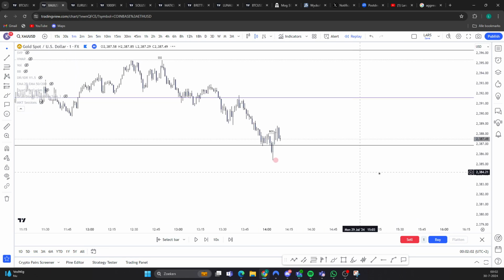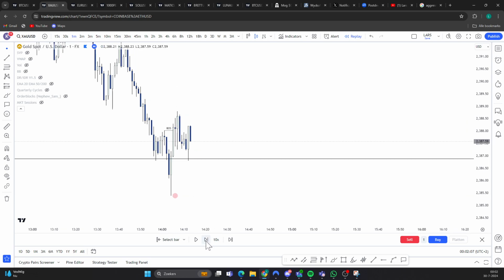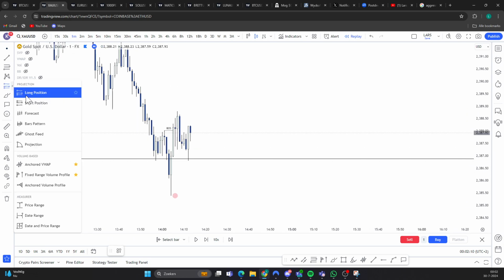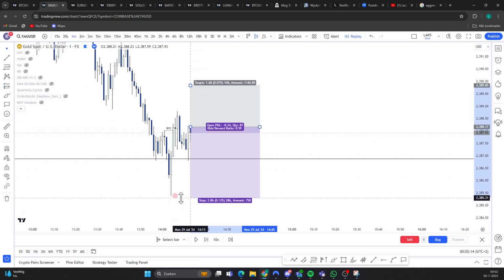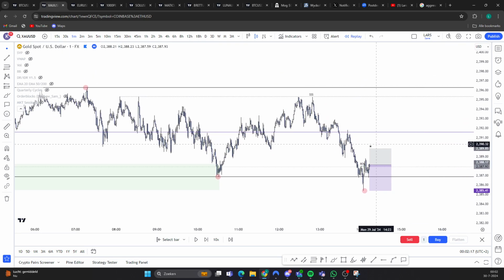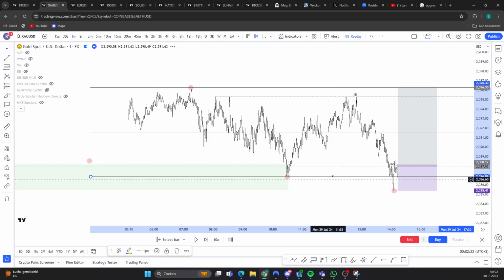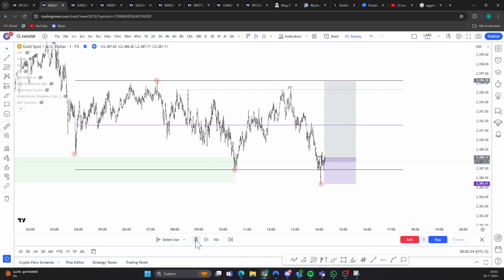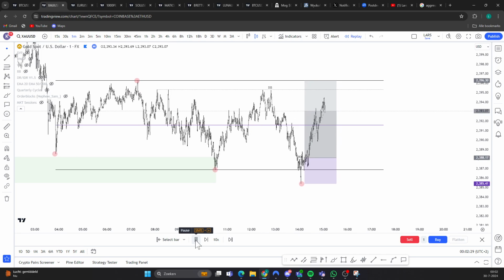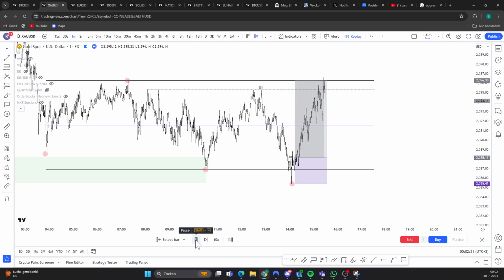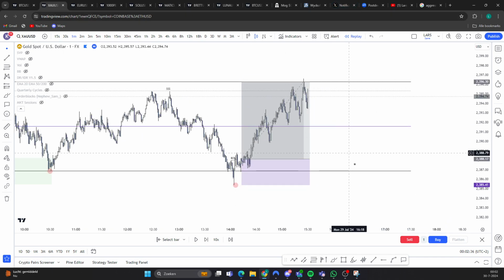So you can guess where my entry was. We broke structure right here. I saw the first bullish candle, literally right there. The first bullish candle right here going up. That's why I entered. I put my stop below the low, and I targeted the range high. Boom. For a 3RR play. And that's exactly what happened. Easy move up with higher lows and higher highs.